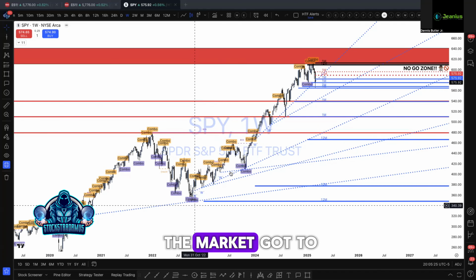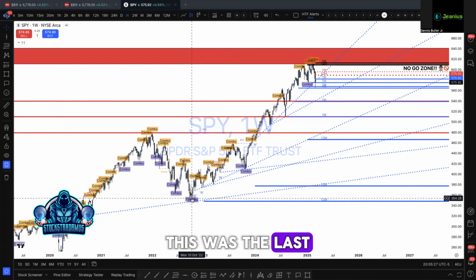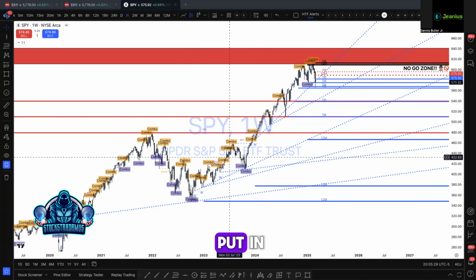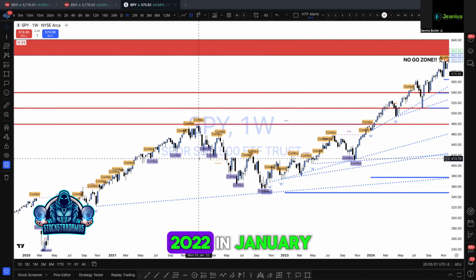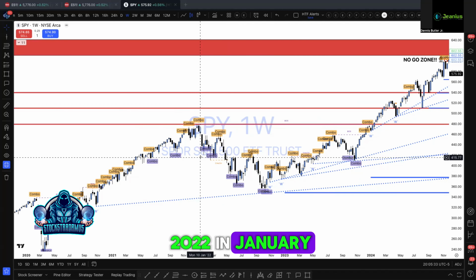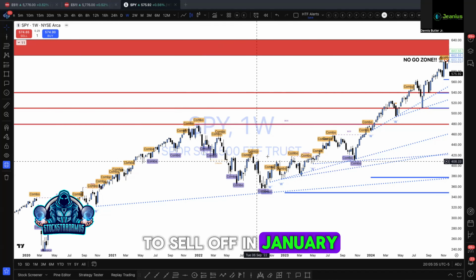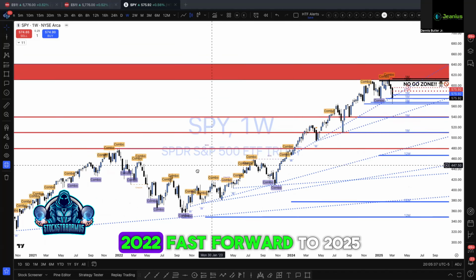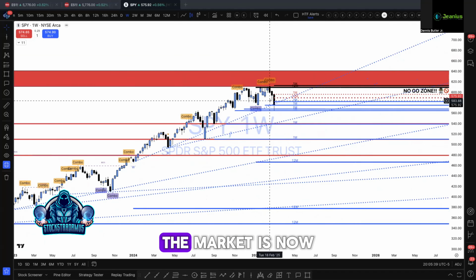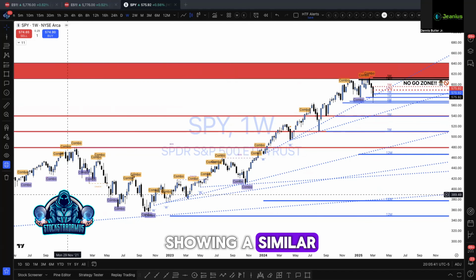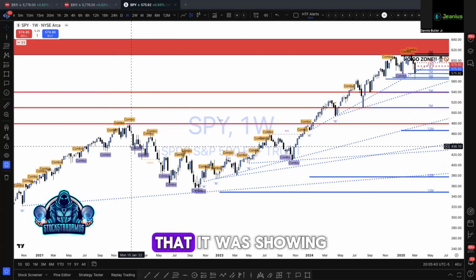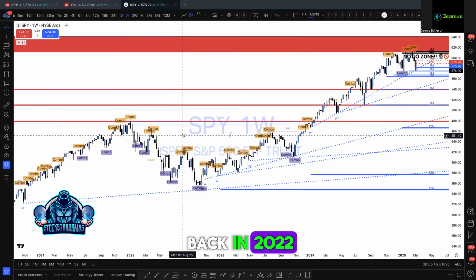I thought about how the market got to where it's at, and I'm like, damn, this was the last major low the market put in. This was back in 2022, in January, when this market started to sell off at the beginning of 2022. Fast forward to 2025, the market is now showing a similar price pattern to what it was showing back in 2022.